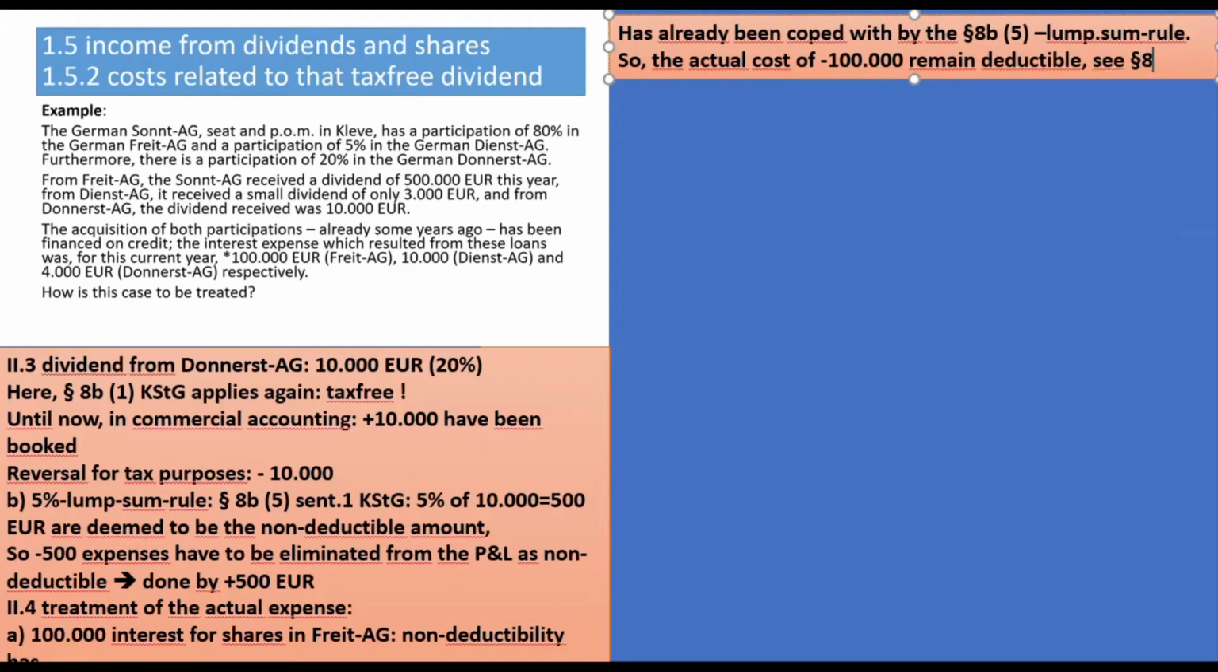See 8B5 sentence 2, which says after sentence 1 has been applied, there is no need for any correction anymore. Then the 3C rule is suspended. So no correction.